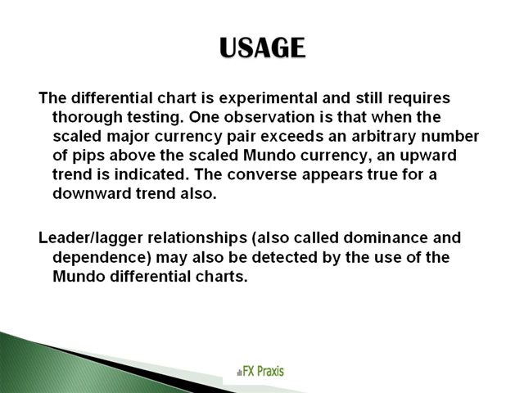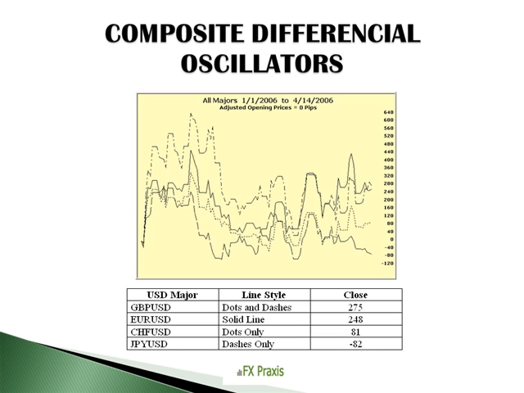One observation is that when the scaled major currency pair exceeds an arbitrary number of pips above the scaled Mundo currency, an upward trend is indicated. The converse appears true for a downward trend also. Leader-lagger relationships, also called dominance and dependence, may also be detected by the use of the Mundo differential charts. The composite differential oscillator is an aggregate of the four differential oscillators above. This adds a multidimensional aspect to currency trading, the ability to analyze four or more currency pairs simultaneously. The key factor is to determine which two currency pairs are diverging and at what rate.